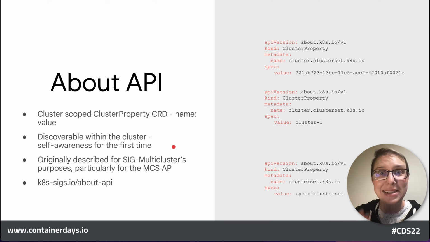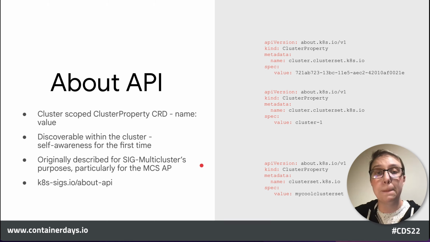But the original force behind this About API was specifically that SIG multi-cluster needed something to be able to, again, track what's the coordinate of this cluster in a whole participating cluster set, specifically for the MCS API, which needed a cluster name that could be used in DNS. So we'll touch on that a little bit later, but there's lots of usages for this About API.